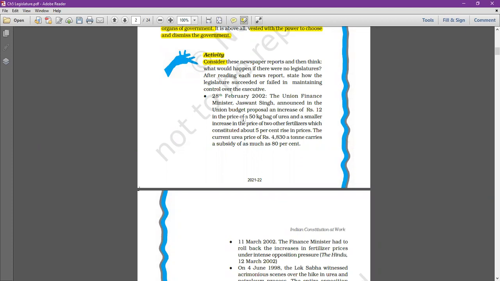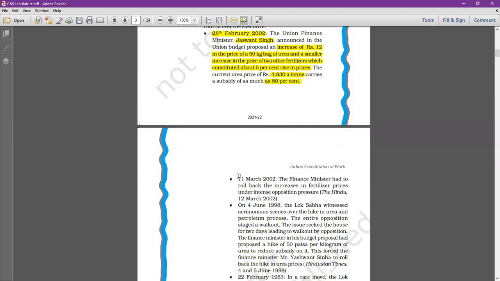You know, a particular incident happened on 28th of February 2002, when the Union Finance Minister at that time, Jaswant Singh, in the government of Atal Bihari Vajpayee, announced in the Union budget that there will be an increase of rupees 12 in the price of a 50 kg bag of urea, and a smaller increase in the price of two other fertilizers, which constituted about 5% rise in the prices. So in the budget they increased the prices of urea and some other fertilizers. The current urea price of rupees 4,830 a ton carries a subsidy of as much as 80%.